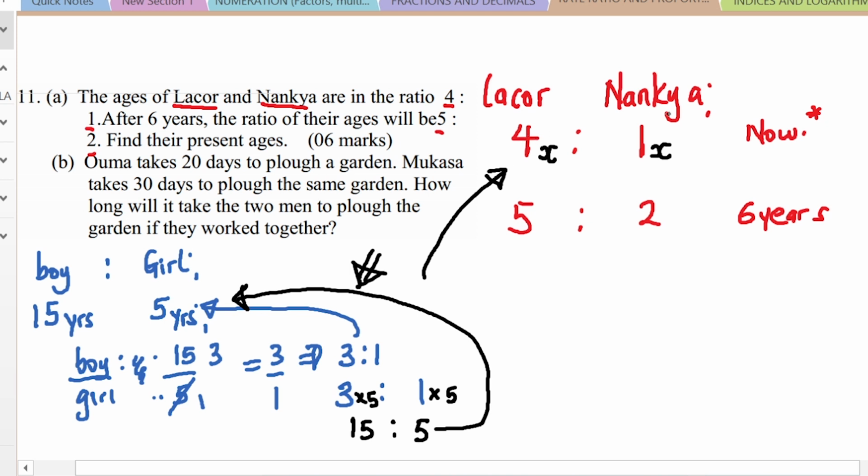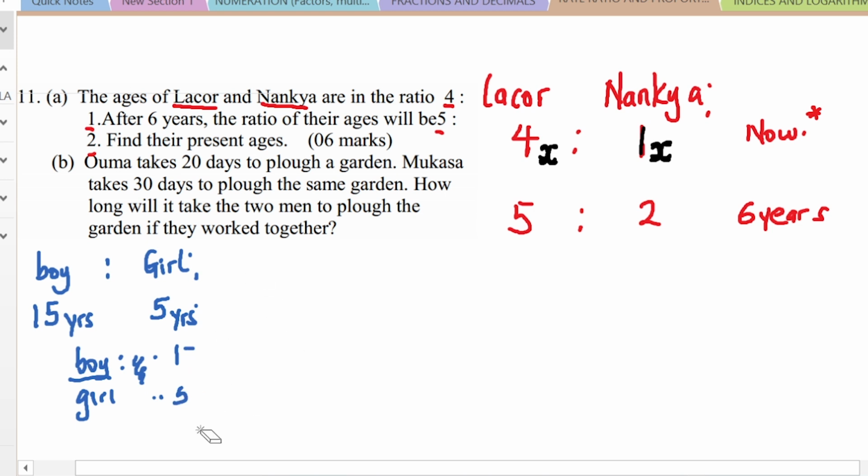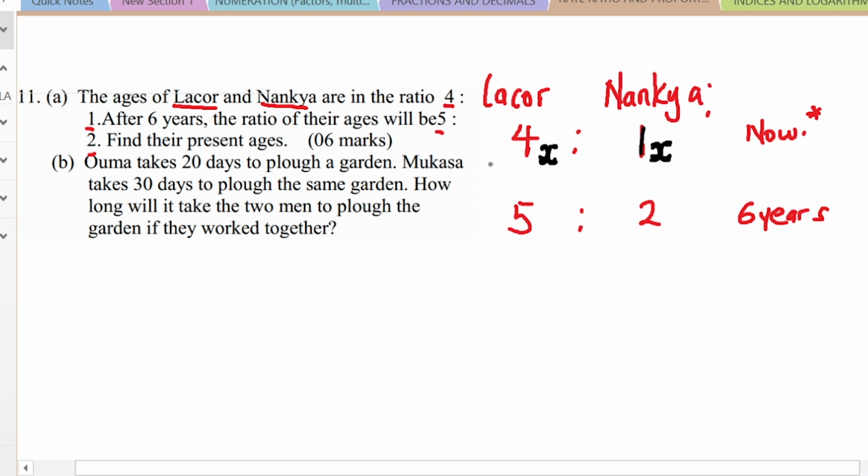When I say that Lacour and Nancha, the ratio of their ages is 4 to 1, it means if I wanted to find their actual ages, I'm supposed to multiply that by a certain number to get back to their actual ages. Now that certain number we do not know, so we have called it x. I think I have explained that. So their actual age right now is 4x, that is right now.